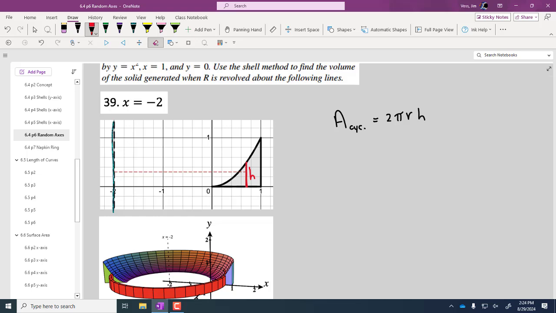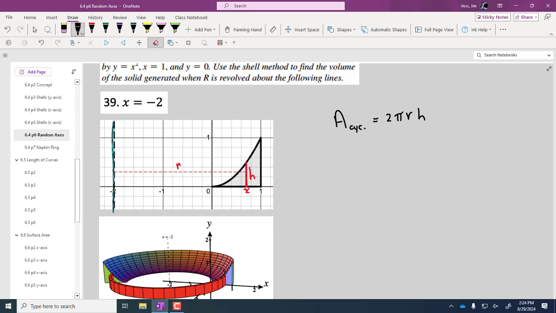We are going to say that this vertical element is at a random x value. So we'll say that's the element at x. The radius, well, that's just the distance from the axis of rotation to the element. That's the radius. That's going to be the radius of the cylinder that's going to be created when we take this and rotate it all the way around the y-axis. Okay.